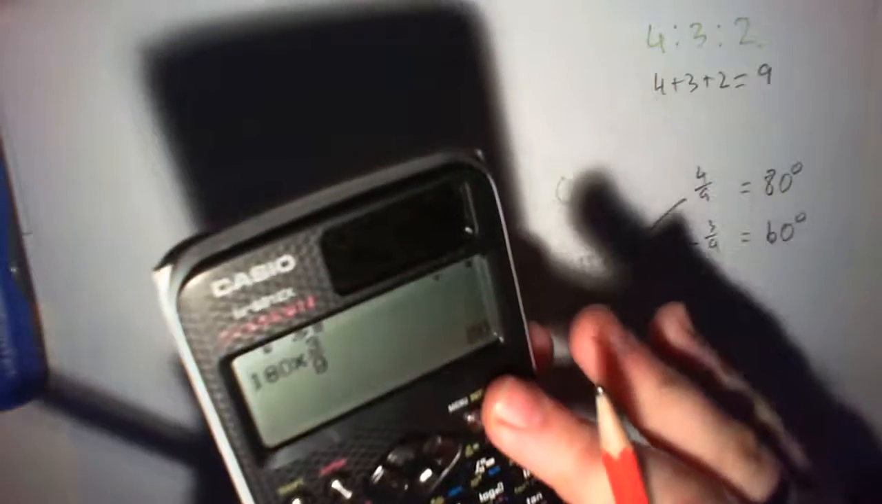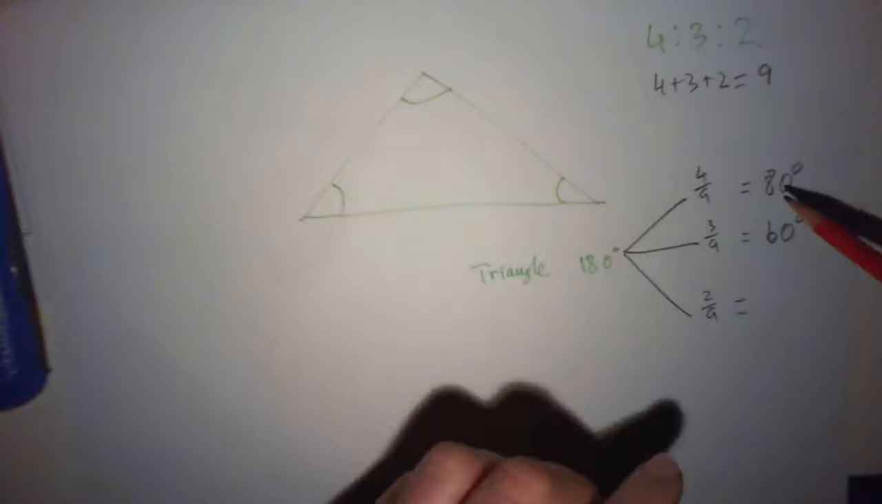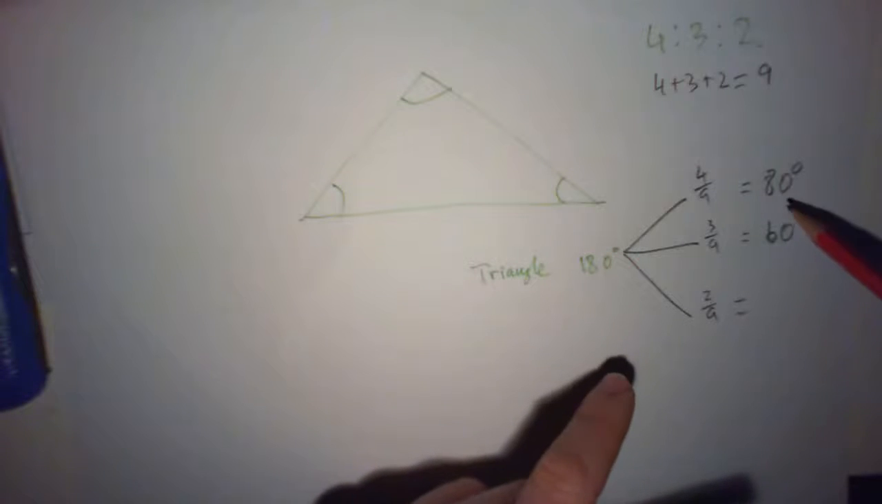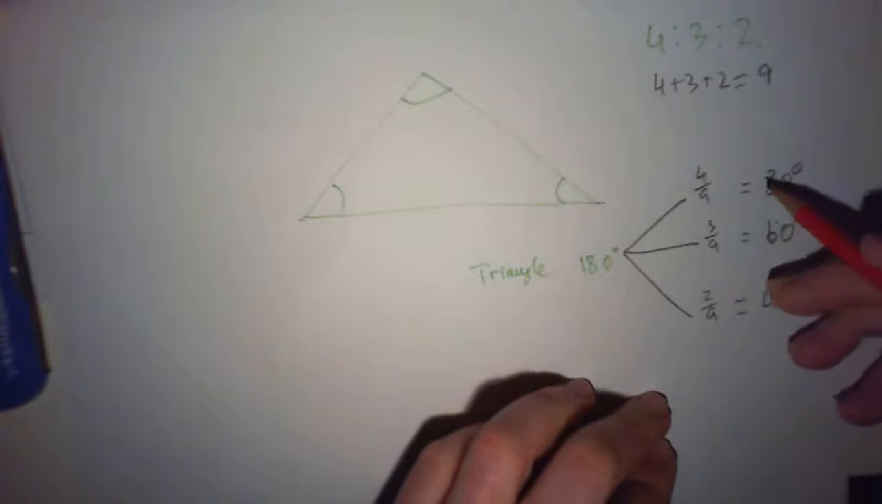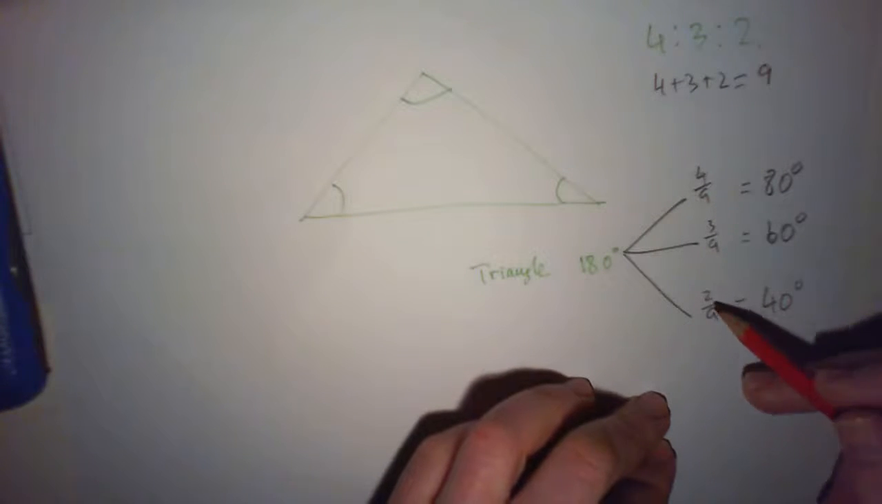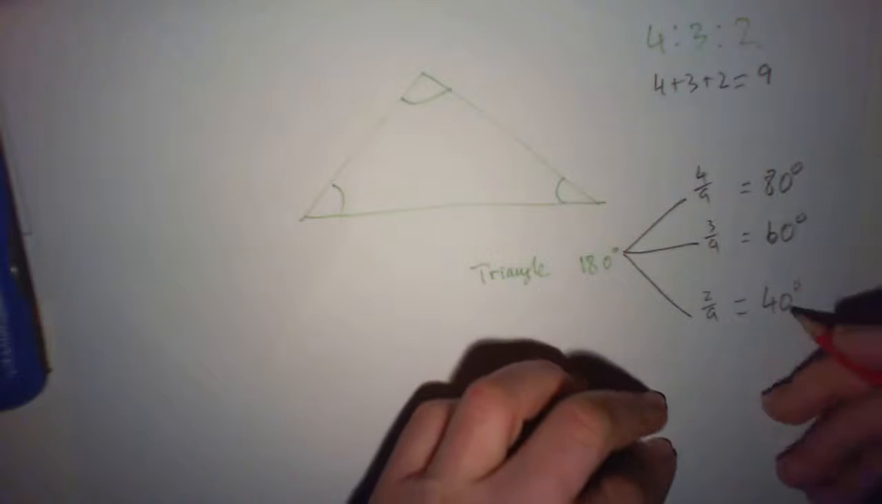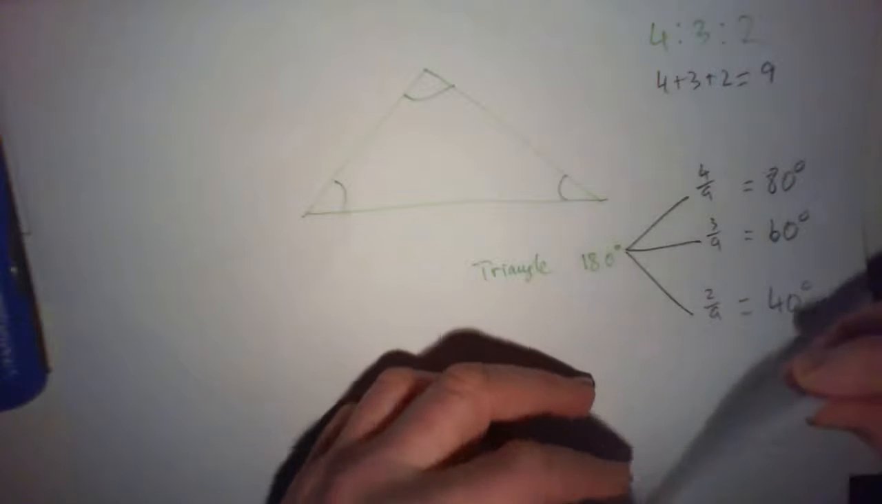60. Now, you could stop right there and say, well, listen, I already know what the third one has to be, because it has to be 80 plus 60, which is 140. 140 take away 180 is 40 degrees. Or you could just know it's half that, because 80 is 4/9, then 2/9 is going to be half of 4/9. So we'll do one more just to kind of get your head around some of these ones.